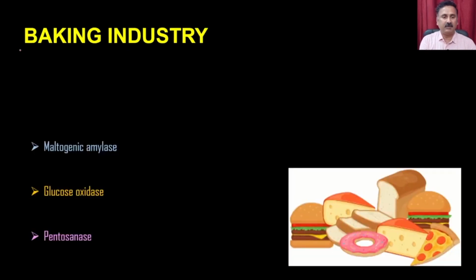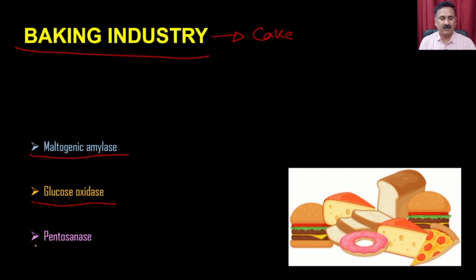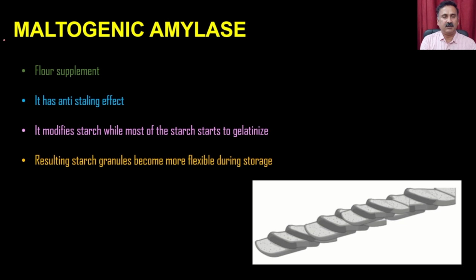Now let's talk about the baking industry, the industry which is going to give you the cake and the pastry and other kinds of baking products. So in the baking industry, you can have the maltogenic amylase, glucose oxidase, and pentosanases. Maltogenic amylase is different from the alpha amylase. It is going to produce the malt, right? So it is a flour supplement, right?